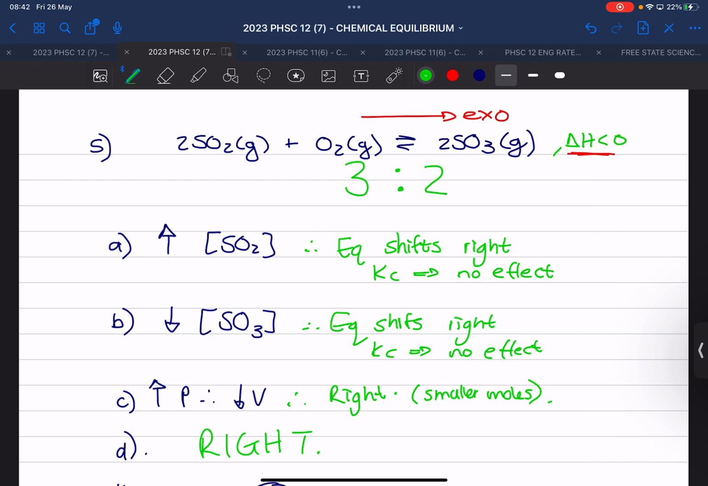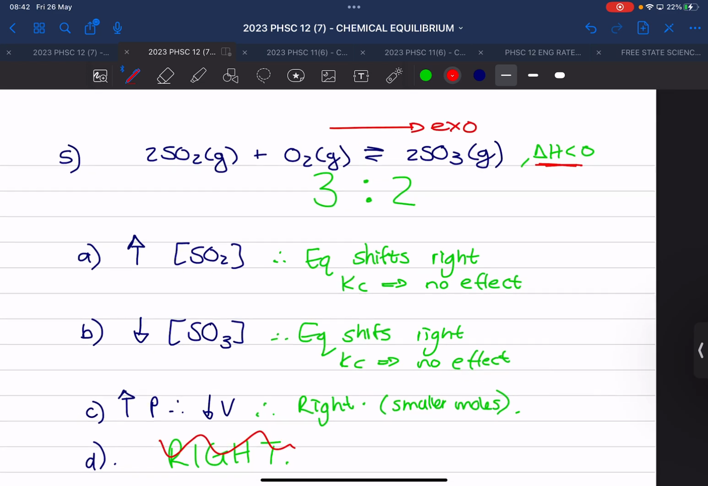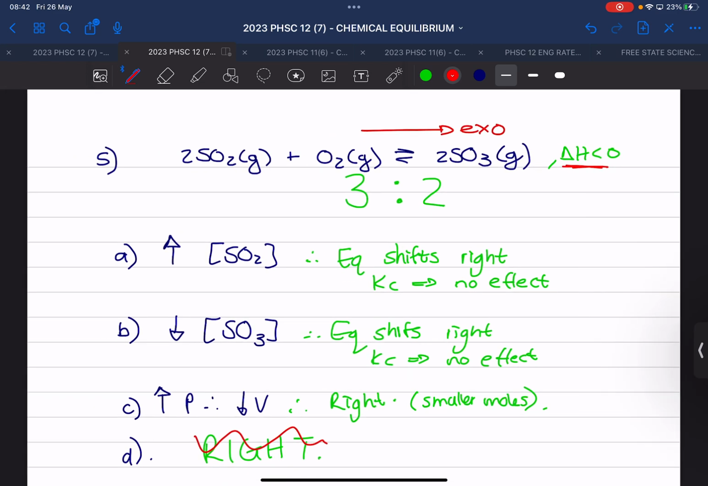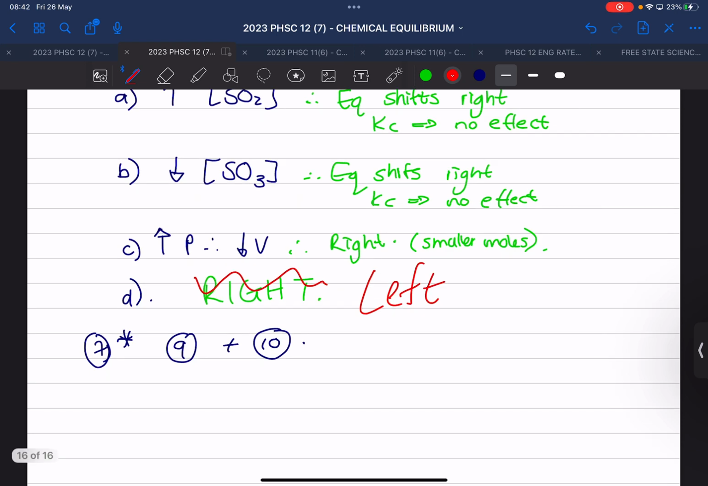Oh, no, sorry. No. I'm on the wrong side. Oxygen. Remove oxygen. It will shift to the left. Sorry, guys, it's to the left. Left. Because what did we do? We removed some of the oxygen of the reactants, and it's going to shift to the left.